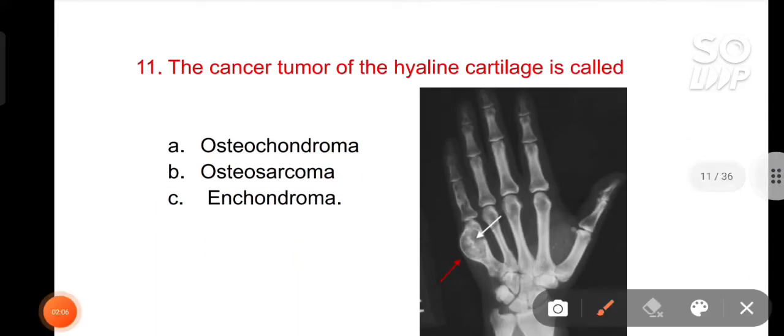The next question is, the cancer tumor of the hyaline cartilage is called. When the tumor arises from the hyaline cartilage, what can we call the tumor? The options are osteochondroma, osteosarcoma, enchondroma. The right answer is option C, enchondroma. Enchondroma is a tumor formed from the hyaline cartilage.